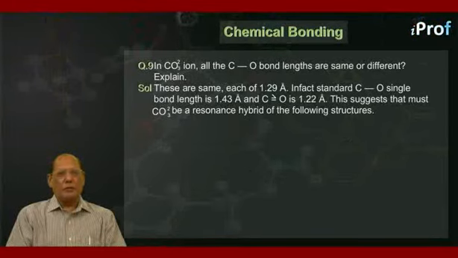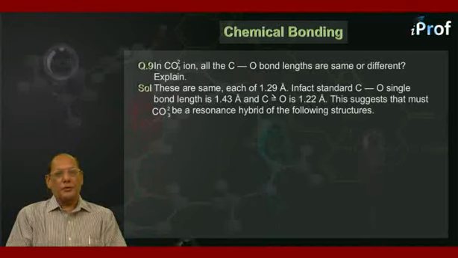Then question number 9. In carbonate ion, are all the carbon-oxygen bond lengths the same or different? Explain. The answer is, these are the same, each of 1.29 angstrom. In fact, the standard carbon-oxygen single bond length is 1.43 angstrom, and carbon double bond oxygen is 1.22 angstrom.